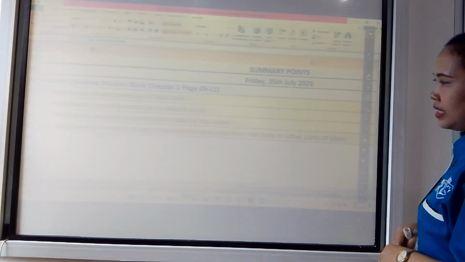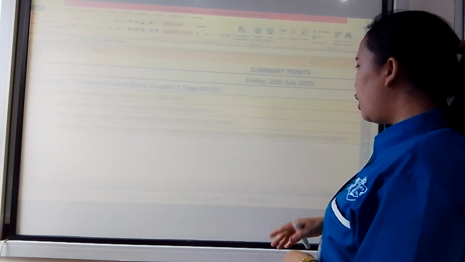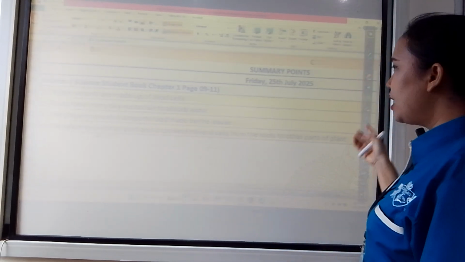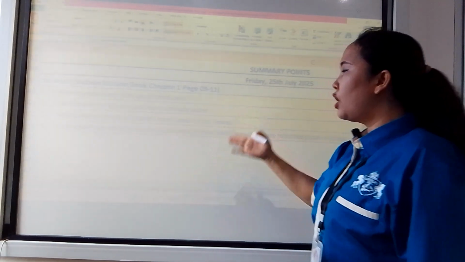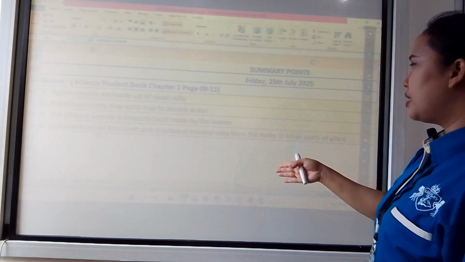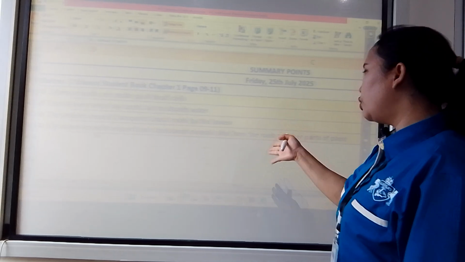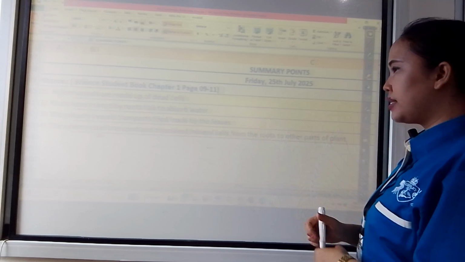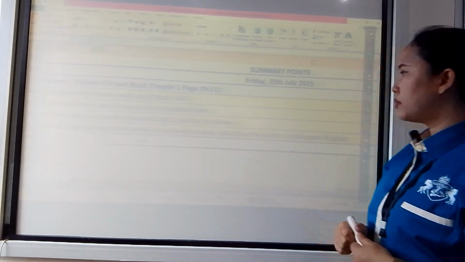And then the xylem vessels transport dissolved mineral salts from the roots to other parts of the plants. So it means that the xylem vessels not only transport the water, but also help to transfer the mineral salts from the roots throughout the plants. Okay, like that. I see.